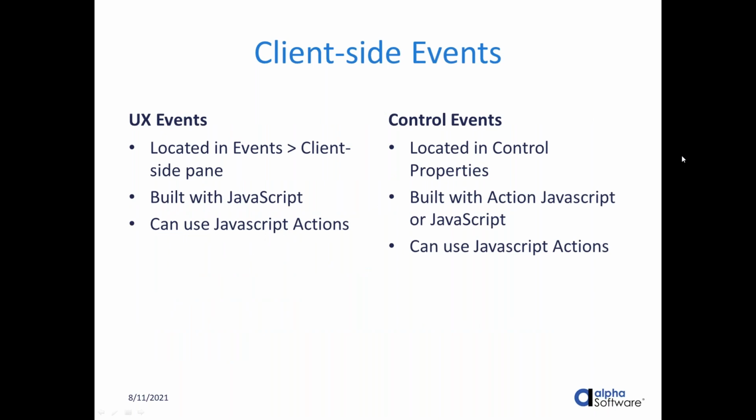And just a little bit more on client-side events, there are 2 places you find these. The server-side events are predominantly located in the events section in the UX builder. But the client-side events you're going to find in 2 places. You're going to find the ones for the UX located in the events client-side pane, and then the ones for controls are usually located in the control's properties. In both of these cases, you can build them using JavaScript. Some control events can be built with Action JavaScript, and all of them can have access to JavaScript Actions, which we discussed a while ago as well.